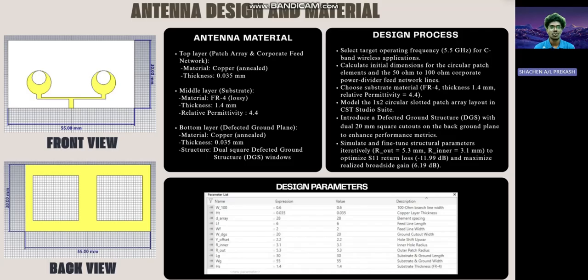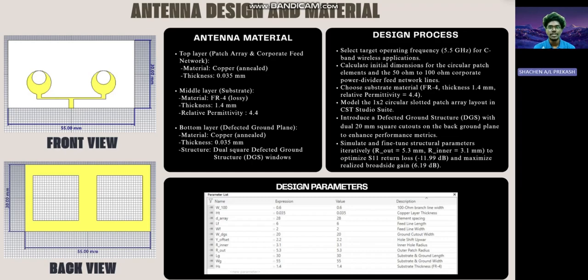Okay, let's move to antenna design and material. For the top layer, we choose copper with a thickness of 0.035 millimeter. For the middle layer, we choose FR4 with a thickness of 1.4 millimeter and relative permittivity of 4.4. For the bottom layer, we choose copper with a thickness of 0.035 millimeter and a structure of dual square defected ground structure windows.